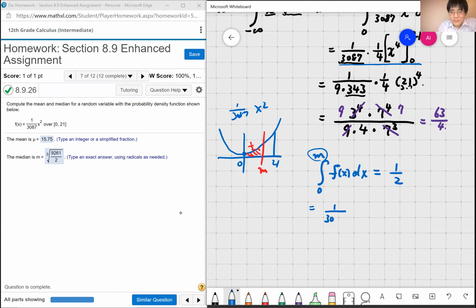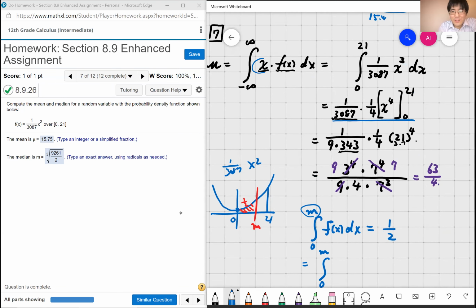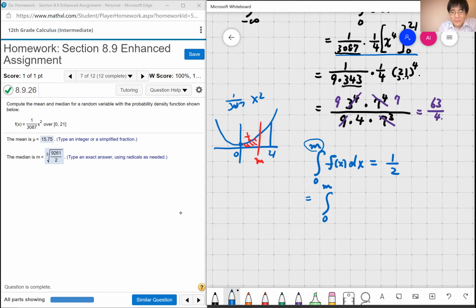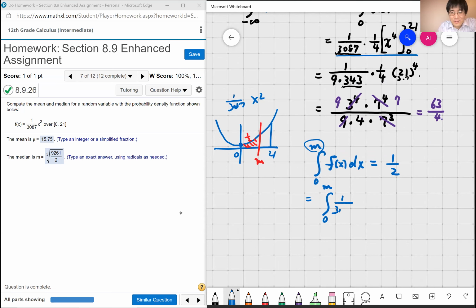So it's going to be 3087 times 1/4 times, we're going to plug in, oh, wait, no, I shouldn't do that. I wasn't doing the integral of the same function. This is a different function, sorry, because last time we multiplied by x, but this time you don't have to. So we have to integrate just a square function here. Okay, after integrating this, it's going to be 1 over 3087 times 1/3 x cubed, and you plug in 0 through m.